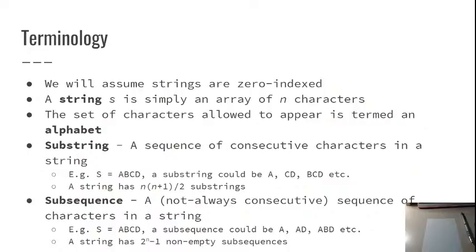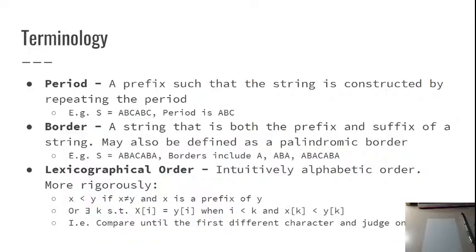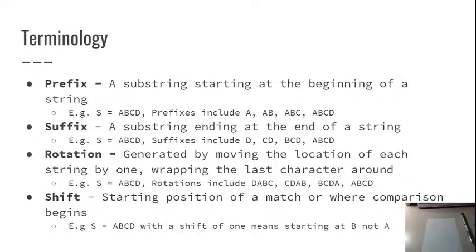So now we're going to move into the more string-specific terminology, in that you won't see this terminology really used anywhere else, in computer science at least. Like period and border and lexicographical order will be used elsewhere, like in wavelengths and stuff, but mostly for strings. So the period is just a prefix such that the string is constructed by repeating the period. So we haven't covered what a suffix is yet. Did we cover? Okay, sorry, I skipped 2 slides. My bad.